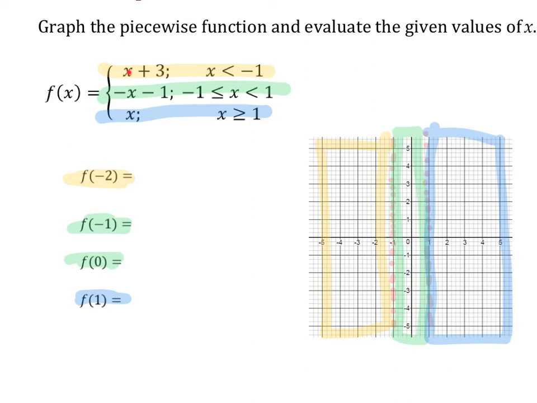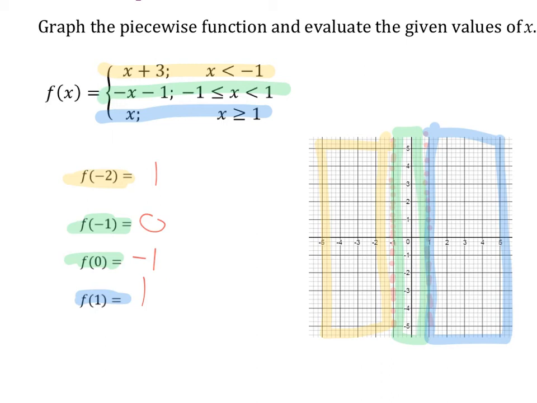So now when it comes time to evaluate, we just plug our x value into the corresponding function. So f of -2, yellow function here, would be -2 plus 3. That's going to give me 1. -1 goes in for this function, so -1. The opposite of -1 is +1. Minus 1, I get 0. F of 0: -0 is just 0. Minus 1 is -1. And then the last function, f of 1, I'm using the blue function. Well, that's just 1.